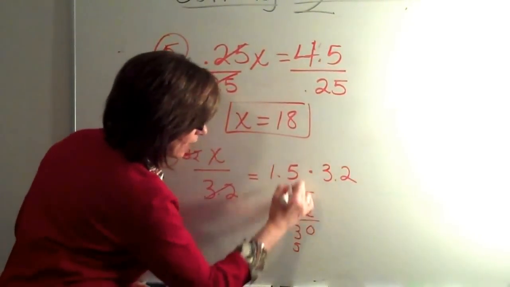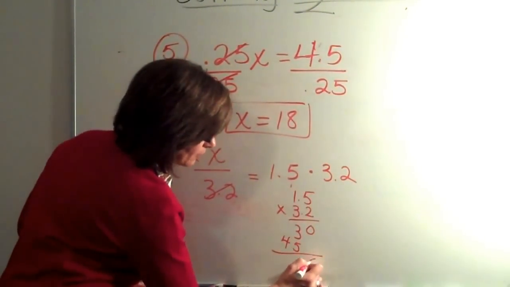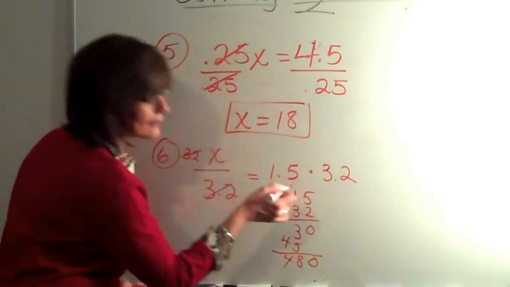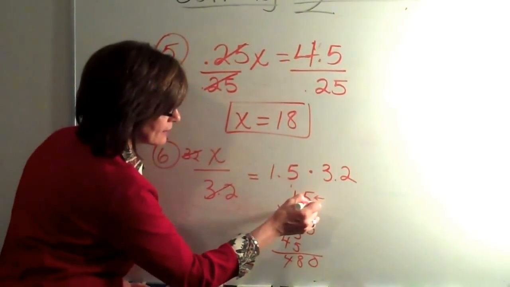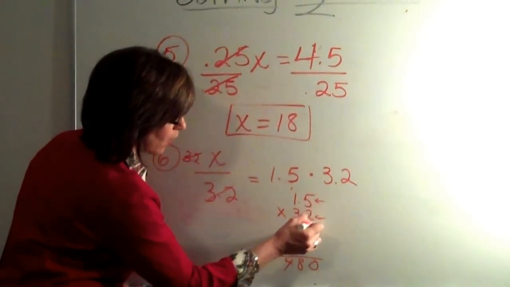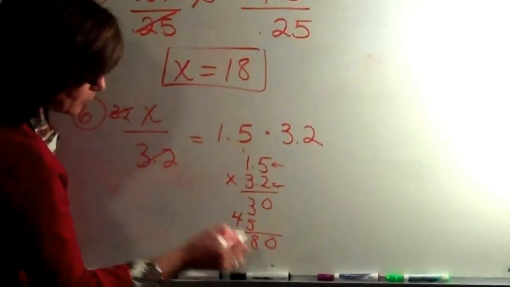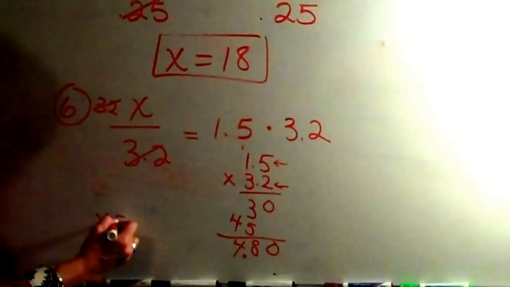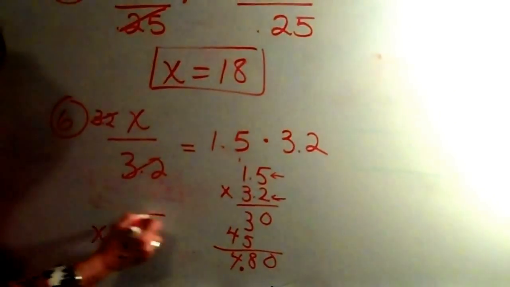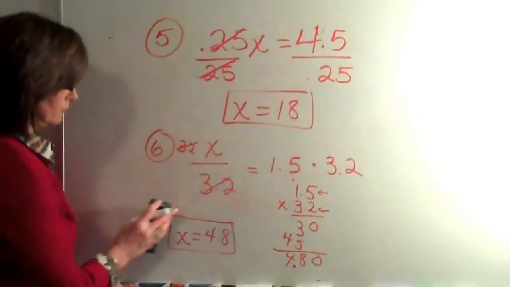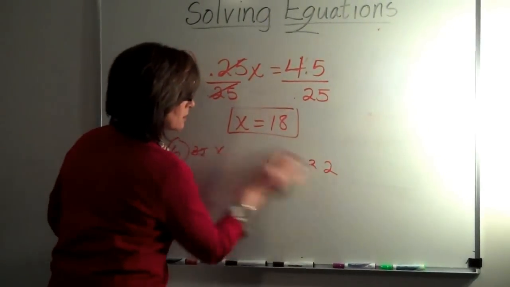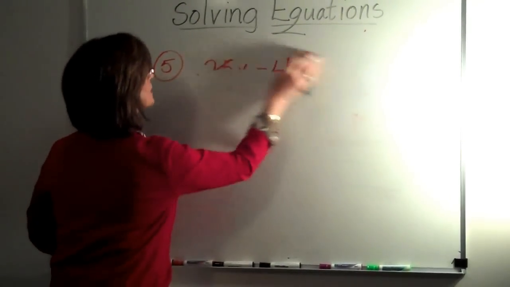You don't have to line up when you're doing multiplication, although this one lined up. I moved one place here. I moved one place here, so that means I'm going to move 2 places. And my answer would be x equals 4.8. Number 7.